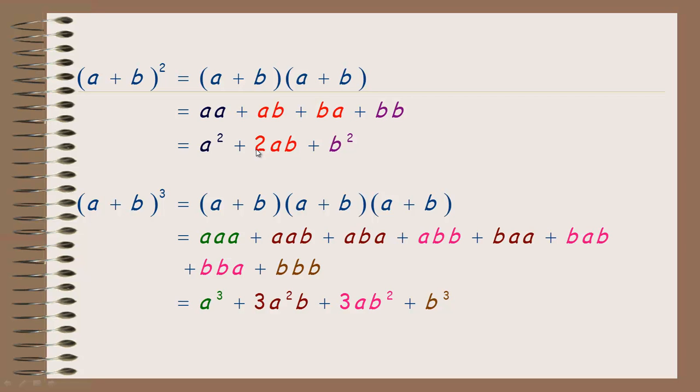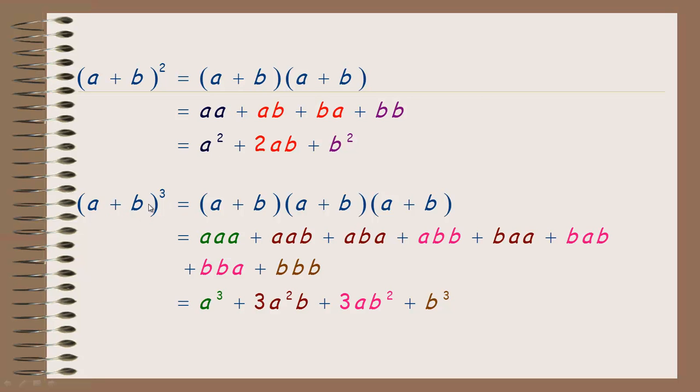Now, notice there's two of these ab terms, because when you're multiplying two binomials together, there's two ways to get an a and a b multiplied. You can multiply this one by this one, or this b by this a. So that's why that's a 2ab. There's only one b squared term, because there's only one way to get two b's multiplied. This b times this b, and that's it. And the same with the a squared.